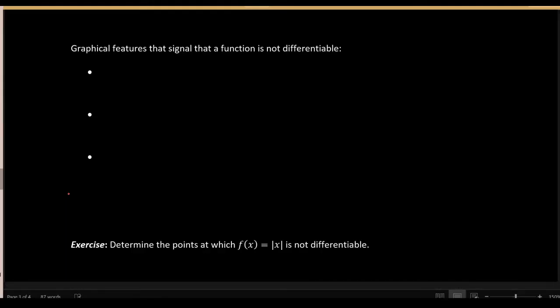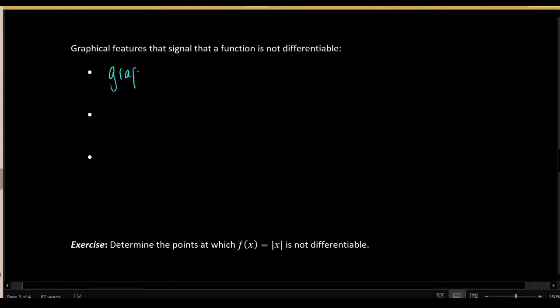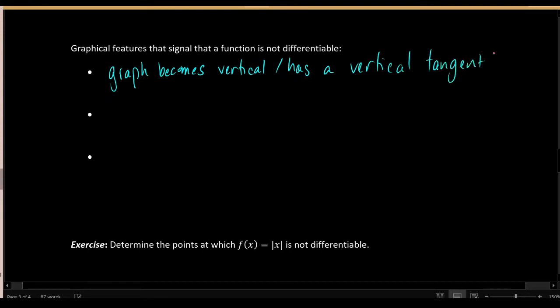So there are a couple of graphical features that signal that a function is not differentiable. And one of them is when the graph appears to become vertical, or has a vertical tangent line. As we know, vertical lines have no slope. So a vertical tangent line is a sign that the slope of the tangent line, the derivative, does not exist.